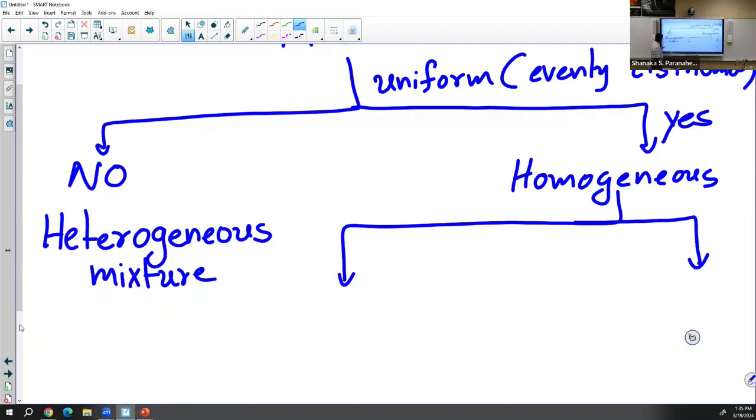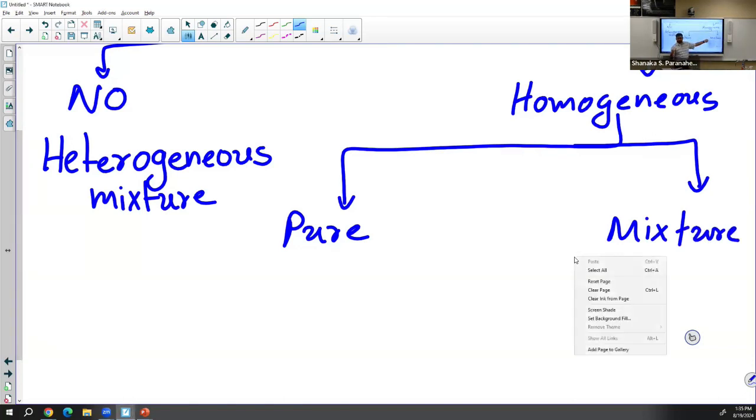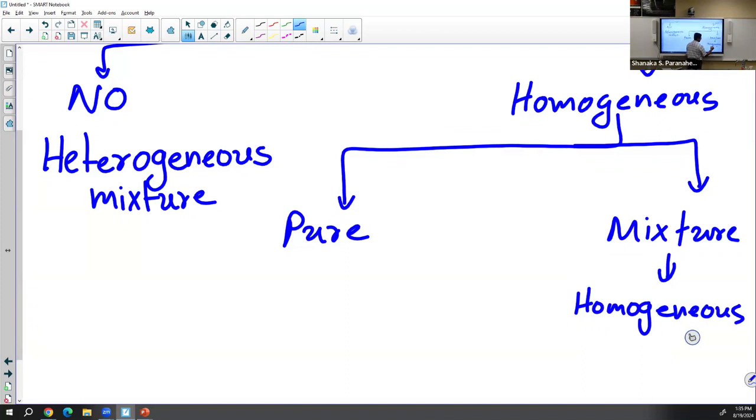One is a pure substance. The other one is going to be a mixture. The definition of a mixture is that it has more than one type of substance. So there are at least two different things mixed with each other. That's the requirement to be a mixture. So we have some homogeneous mixtures, and those are called homogeneous mixtures. I will give you some examples later.